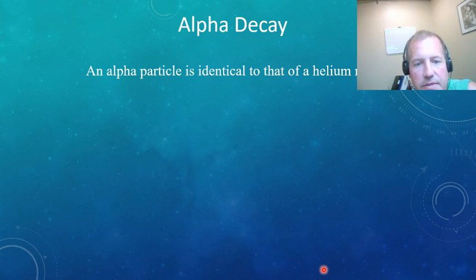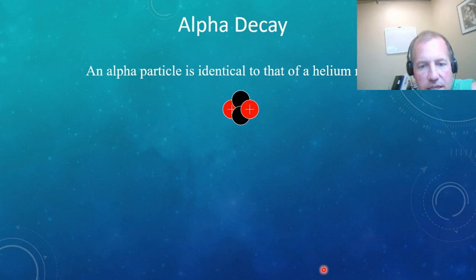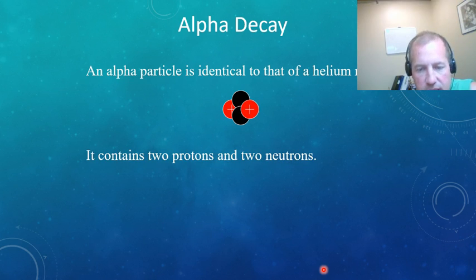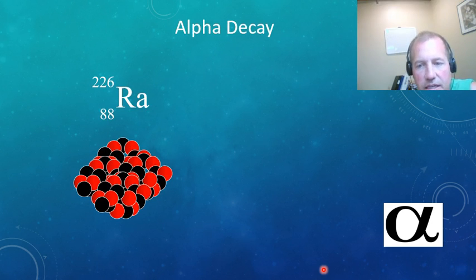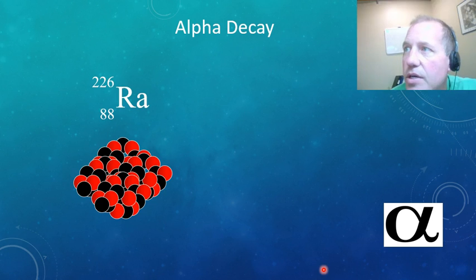Alpha decay is when you have a nucleus that in essence emits a helium nucleus. That is what an alpha particle is, a helium nucleus. So it's just like a helium atom without the electrons. So let's take a look at that. There are your two protons, there are your two neutrons. It contains the two protons, two neutrons.